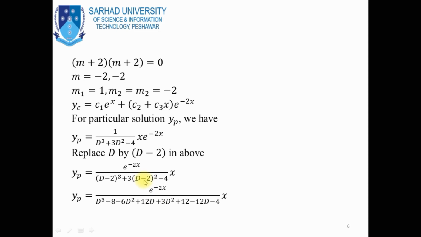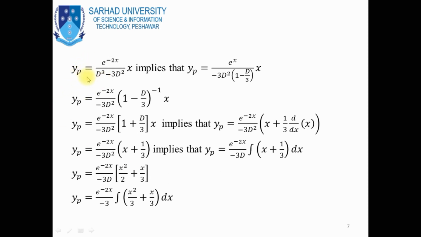Now this is the formula, a minus b whole square, a square plus b square minus 2ab, and multiplying with 3, and now minus 4 is as it is. Now after simplifications we obtain, you see over here, particular solution e power minus 2x divided by d cube minus 3d square into x.